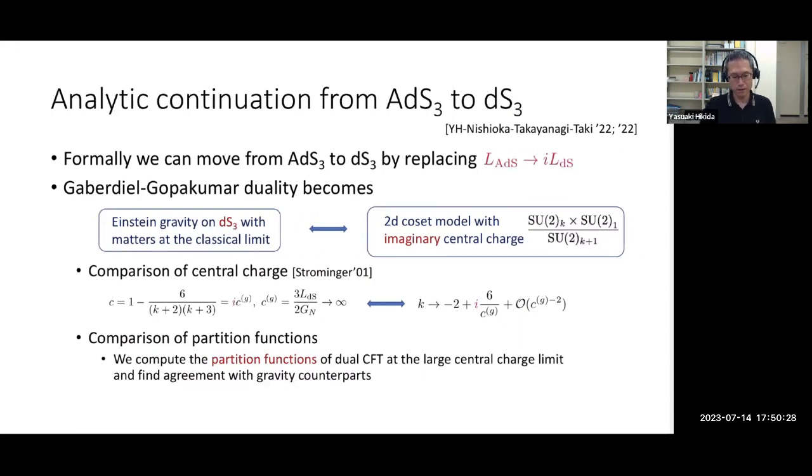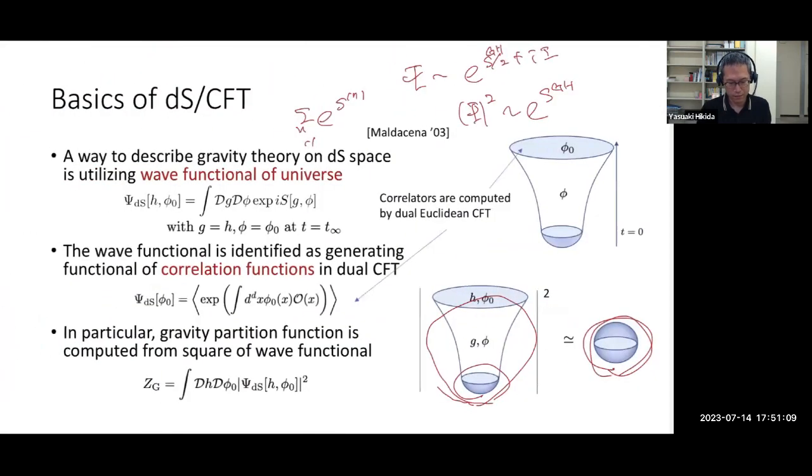In that case, we have a duality between Vasiliev theory on anti-de Sitter space and a 2D coset theory at some 't Hooft limit, but with imaginary central charge. In this case, the gravity theory is a unitary theory, but the CFT is non-unitary because of the imaginary central charge. But this is okay because in the AdS/CFT correspondence, AdS gravity and the CFT at the boundary are really the same, equivalent theory. But the dS/CFT correspondence is something a little bit different.